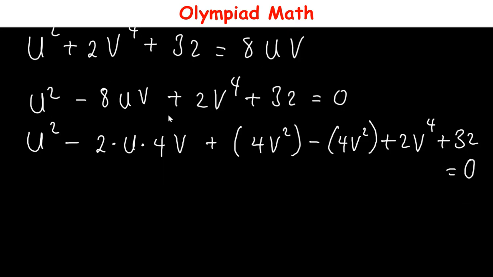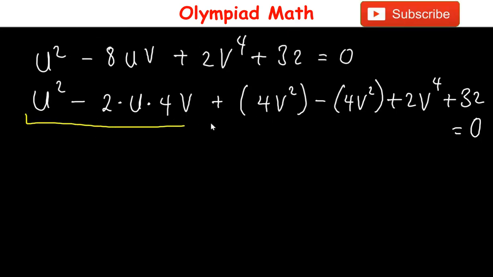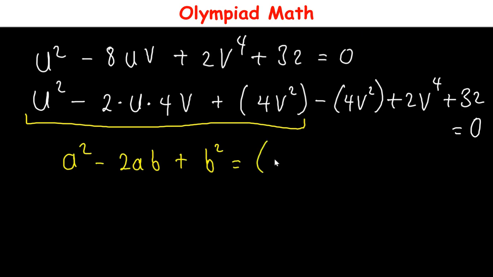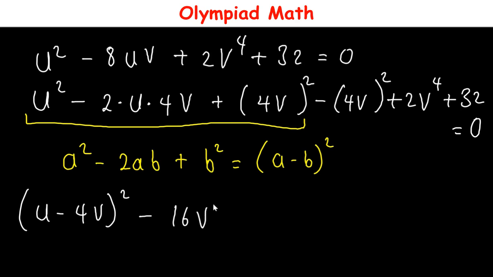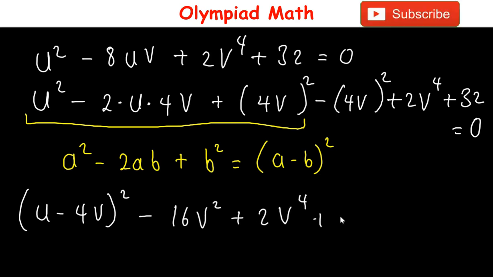So from this right here, we can express all of this making use of the identity that a squared minus 2ab plus b squared equals, in bracket, a minus b all raised to power 2. But by the way, this square can be put outside the brackets. Now adding this and subtracting this does not change the initial equation. So with this, we can then rewrite this equation as, in bracket, u minus 4v all raised to power 2, minus 16v squared plus 2v to the power of 4 plus 32. Okay, and this equals 0.